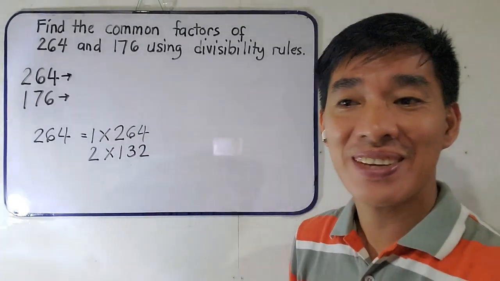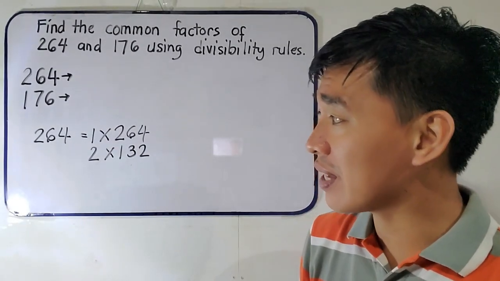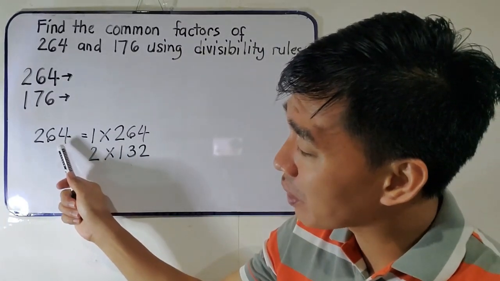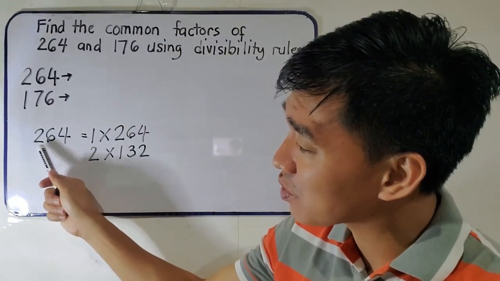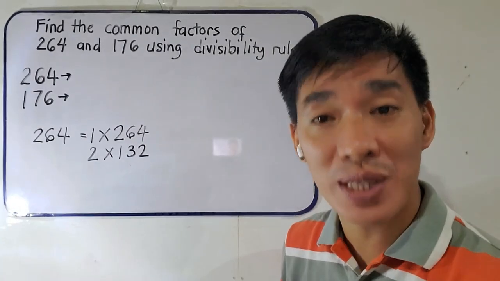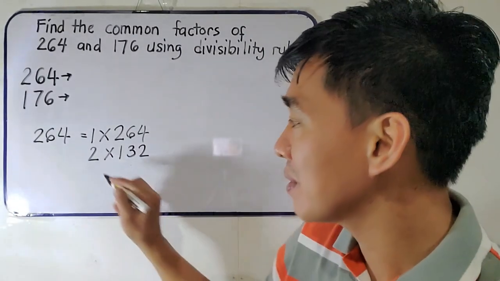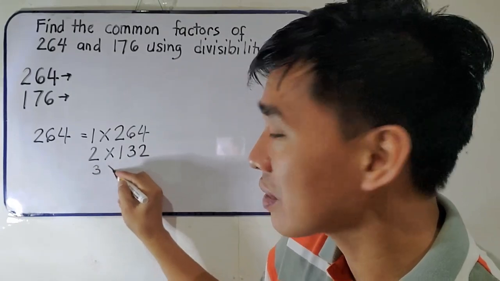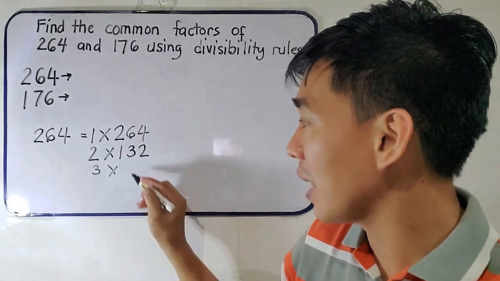132. The next thing that we have to consider is that 264, if you will add 2 plus 6 plus 4, that is equal to 12. So obviously, that is divisible by 3. So that is 3 times 88.